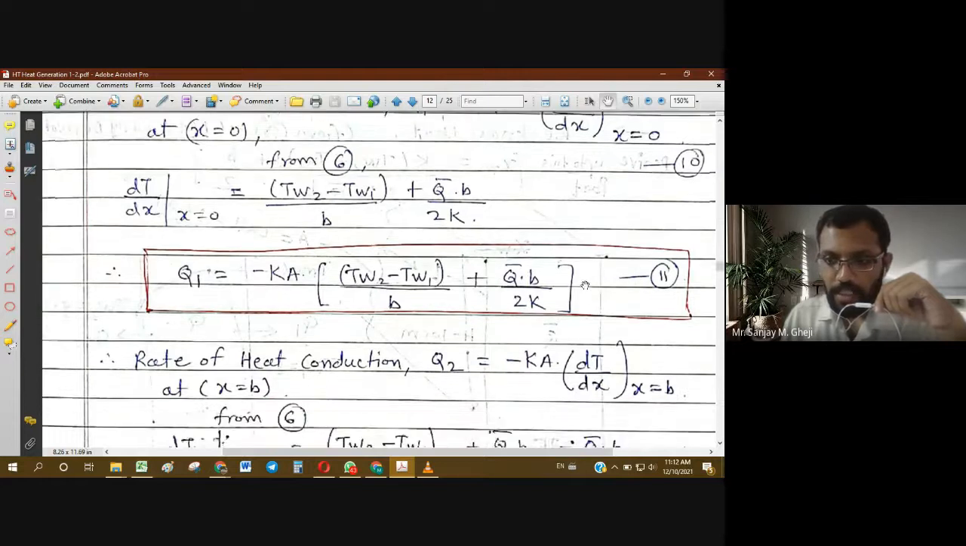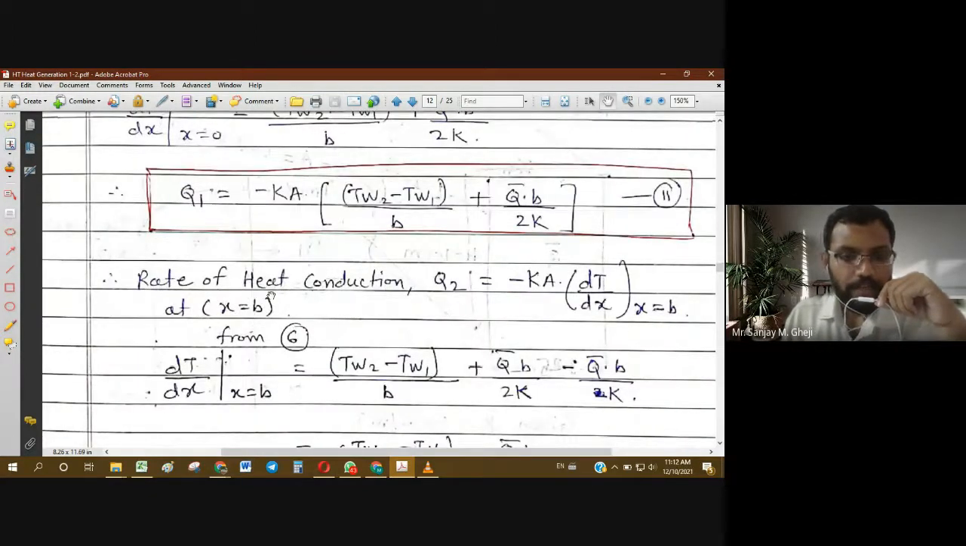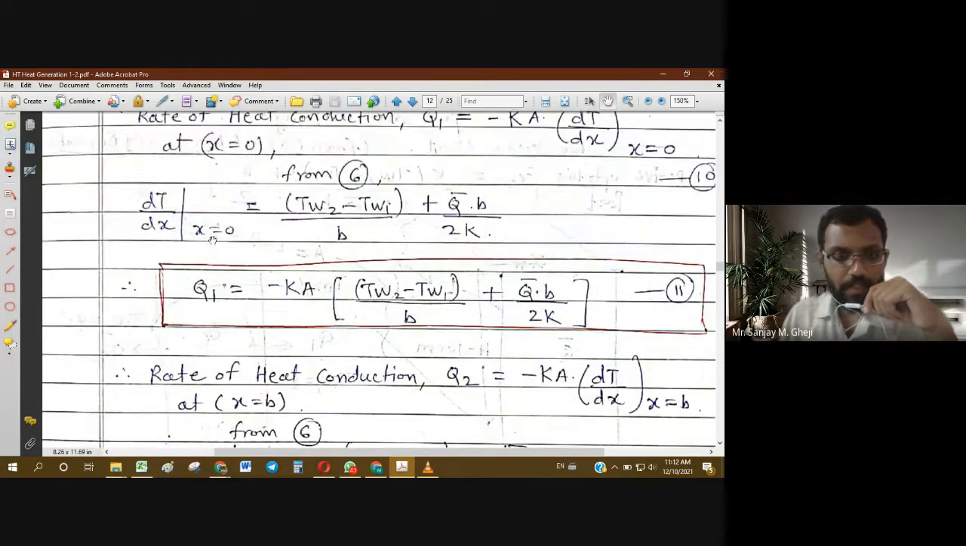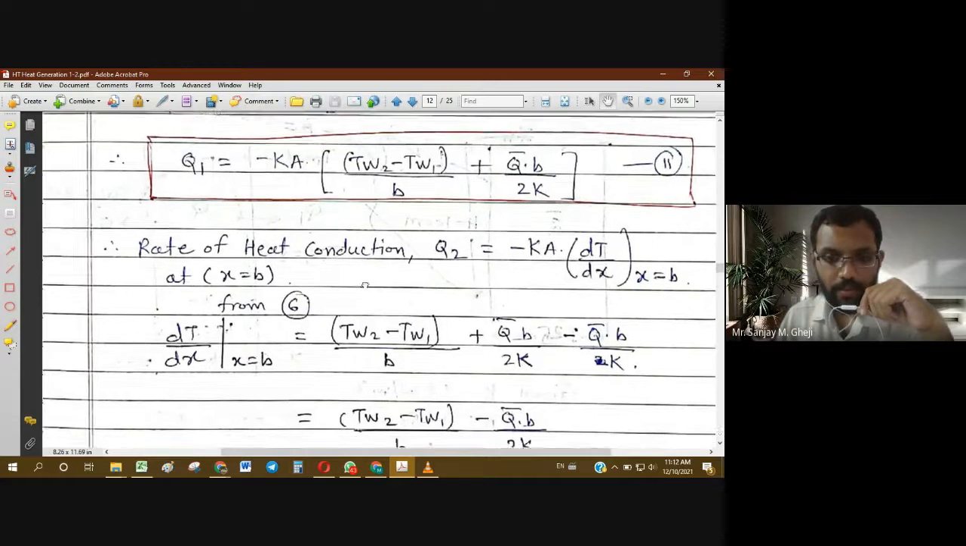So this gives us the rate of heat transfer at the left face, or at the face at x equal to 0. The same way, we can write for heat conduction Q2 at x equal to b, where Q2 is given by minus k A dT/dx at x equal to b. Initially, we found dT/dx at x equal to 0. Now we have to get dT/dx at x equal to b, that is at the right hand face of the wall.